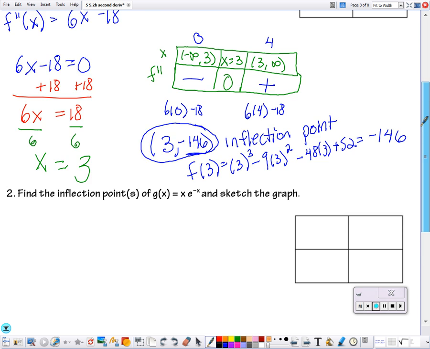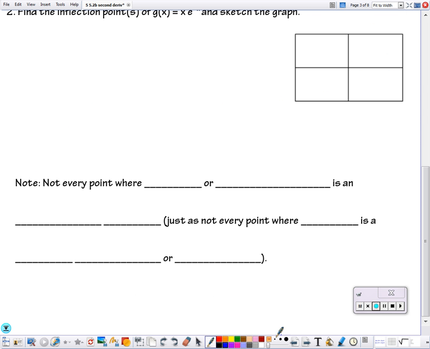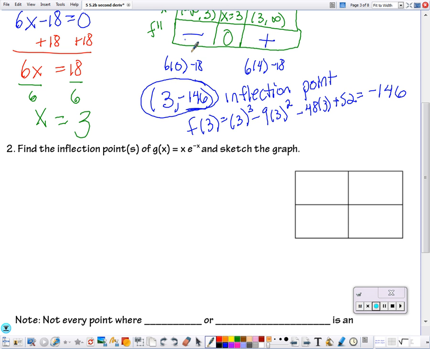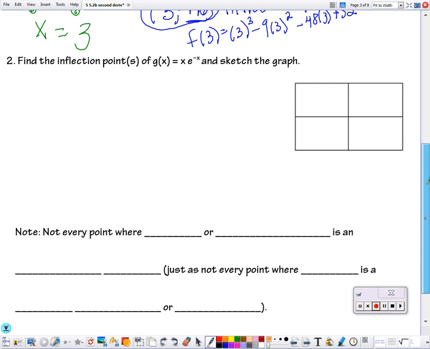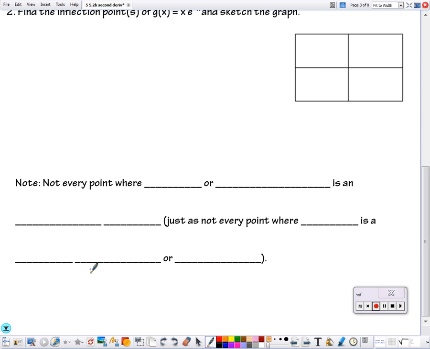We're going to skip over number 2. Let's look down here at the note. The reason we have to check, like we just did for this problem, whether you go from concave down to concave up, meaning you change concavity, it's an inflection point, is because not every point where the second derivative equals 0, or when the second derivative is undefined, is an inflection point.